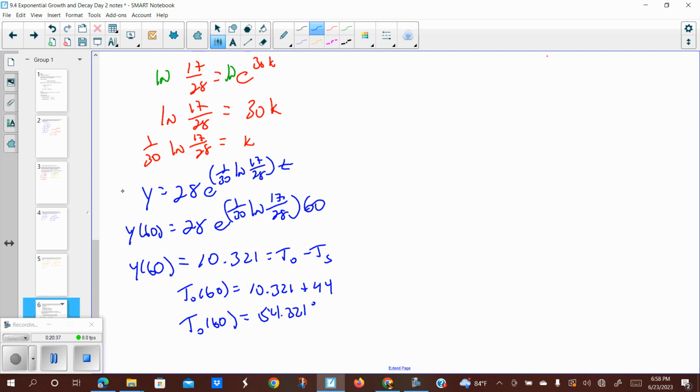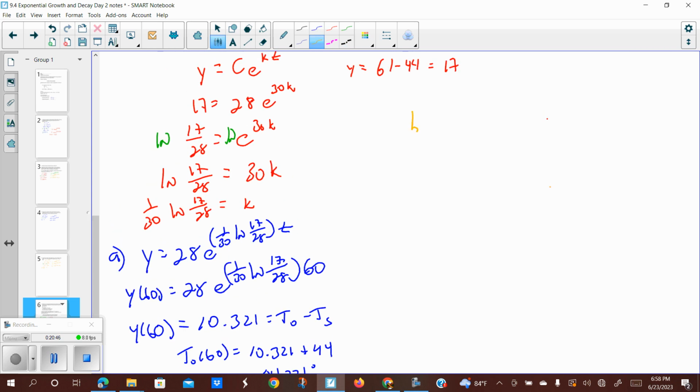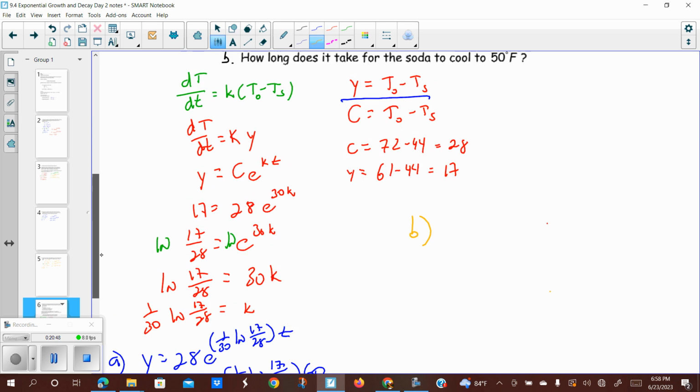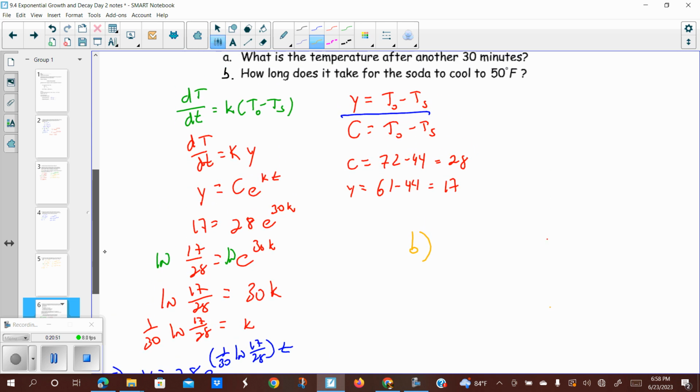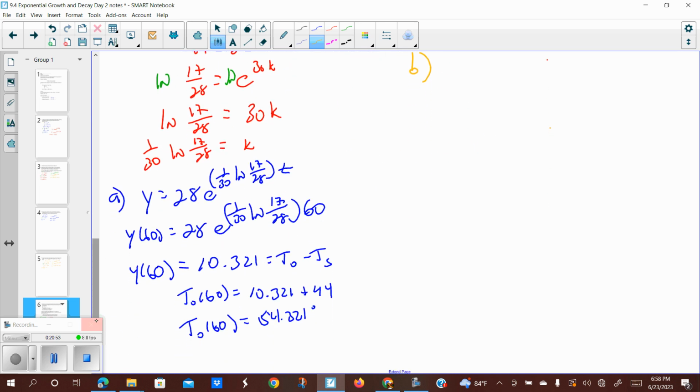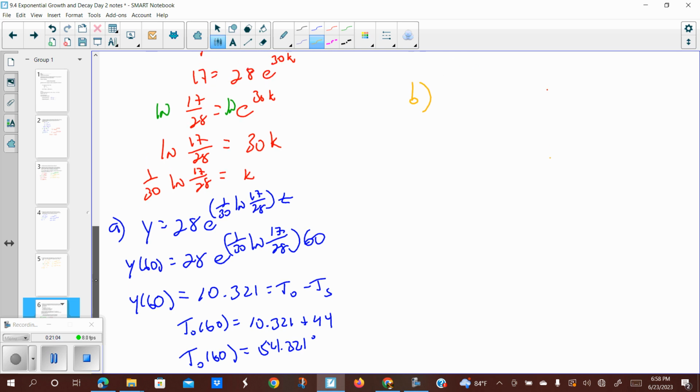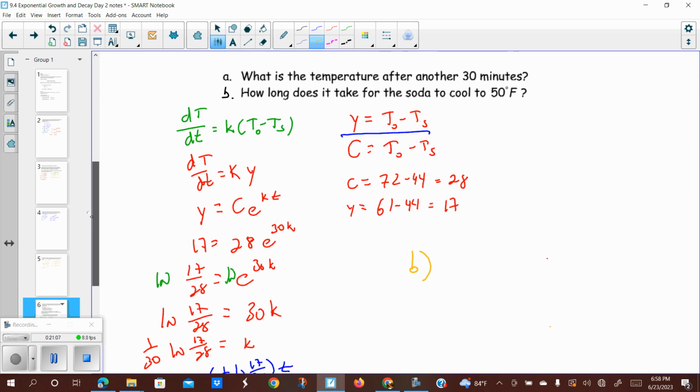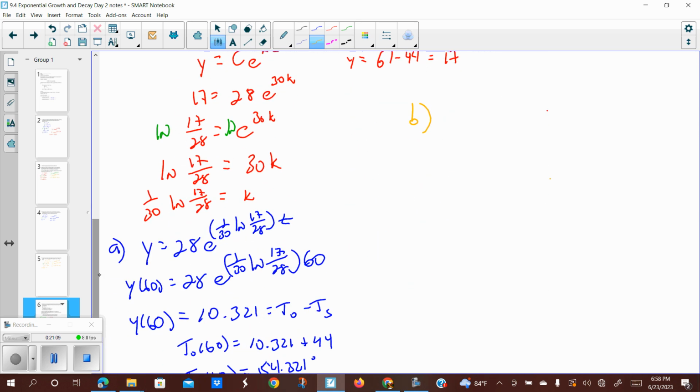All right, so all of this down here in blue was part A. Part B, be a little bit quicker and easier because we've done most of the hard work. Part B says, how long does it take for the soda to cool to 50? Well, we've actually already gotten to the point where we can use the equation we got in part A. So we'll put a 50 in for Y. Actually, that's not true because 50 is not the object minus the surroundings. The object minus the surroundings would be 50 minus 44, so that's 6.